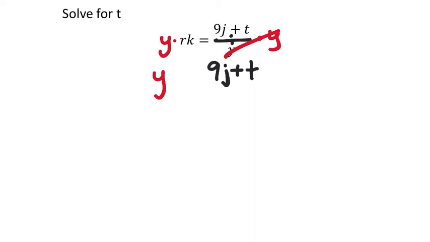So y times rk, I'm just going to show that as yrk. So y times r times k equals 9 times j plus t. All right. Now, remember, I just got rid of the division with t, or you could say this t expression. But I don't want the 9j being added to it either. I don't want that there.